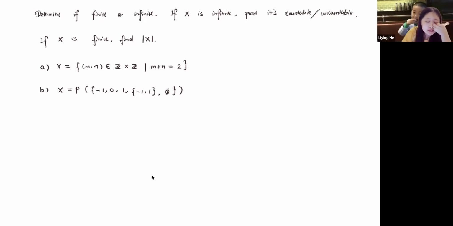Okay, so is the first set infinite or finite? Anyone? Infinite, okay. Is this countable or uncountable? Countable. Okay, cool. So now we reached an agreement that you need to find the bijection.